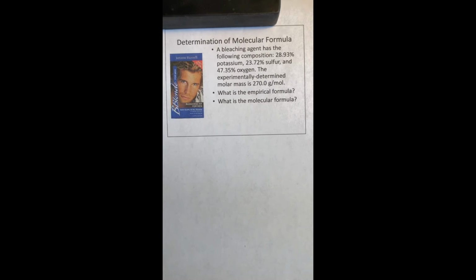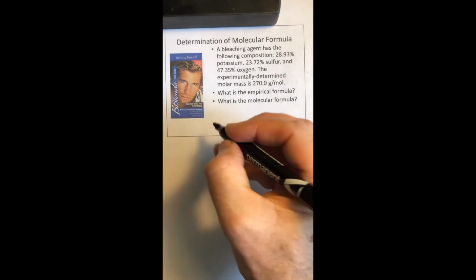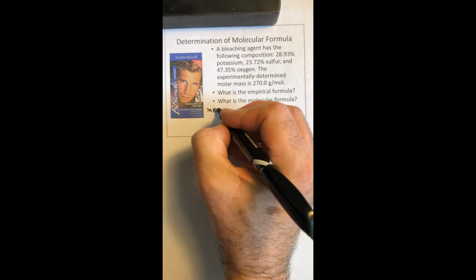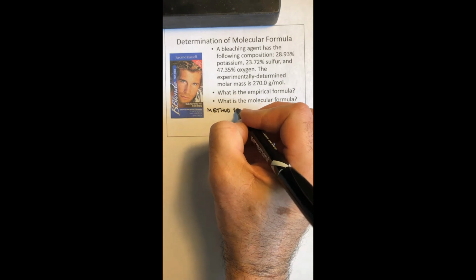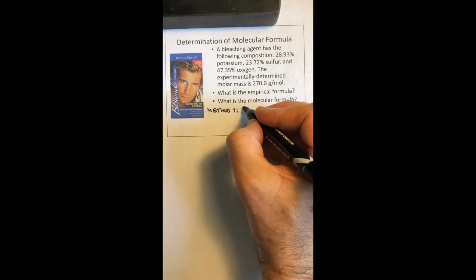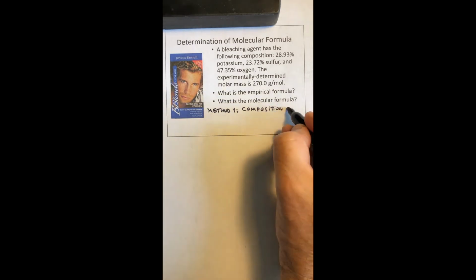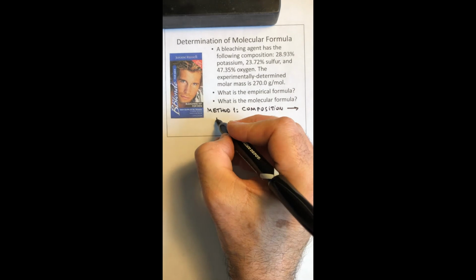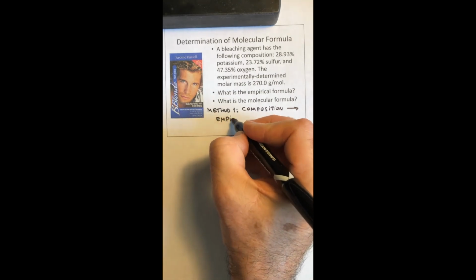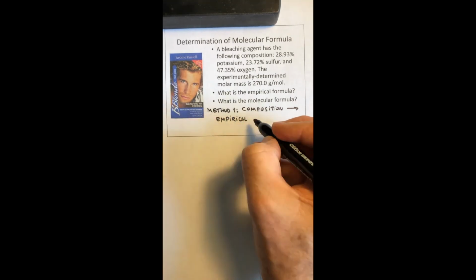Our goal in this problem is to find the empirical and then the molecular formula for this compound. It's a bleaching agent. Now, in the previous exercise, the method that we used, I'm going to call it method 1, was to use the composition to find the empirical formula first. So we first find the empirical formula.